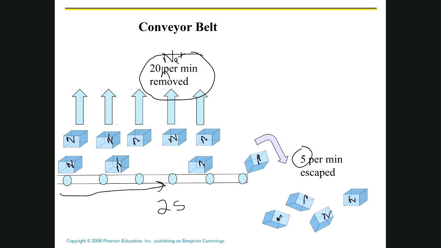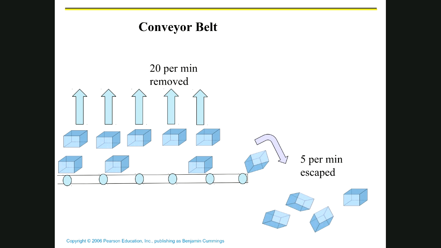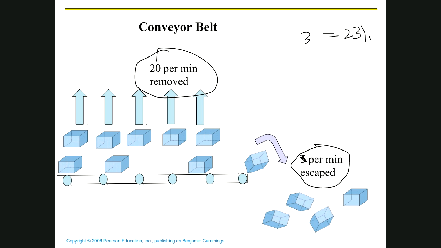So in other words, I can figure out how fast this is going by just counting how many escape, because this number doesn't change. So if this number is 3, that rate is 23 per minute. If this number is 5, it's 25 per minute. If it's 7, it's 27 per minute. If it's 10, it's 30 per minute.